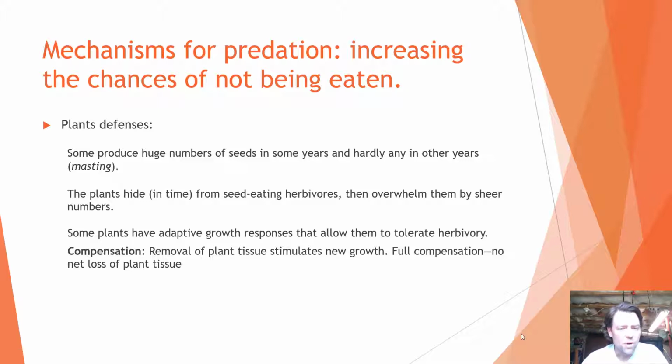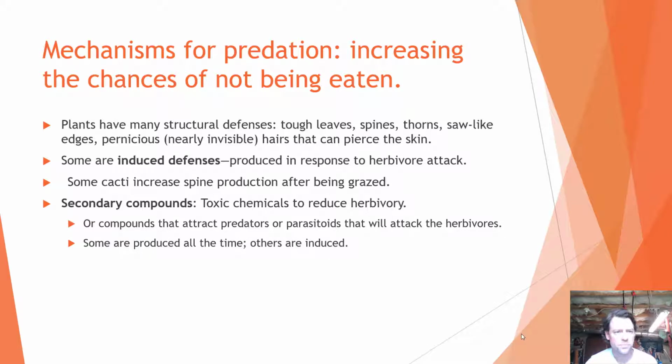Some plants have adaptive growth responses that allow them to tolerate herbivory, and so this would be compensatory growth. In compensation, the removal of the plant tissue stimulates new growth, and the plant can have full compensation, in other words, no net loss in plant tissue through this process.